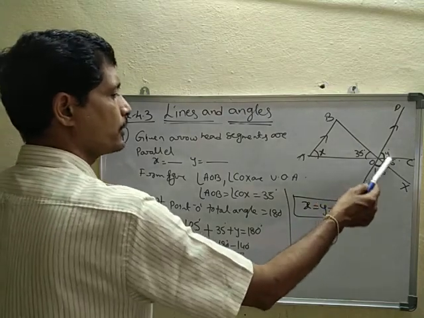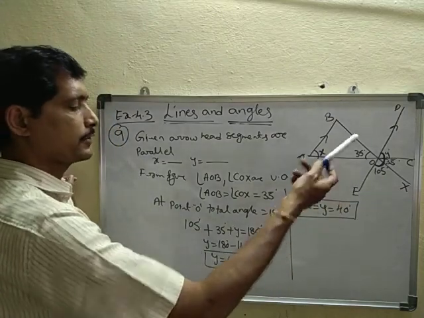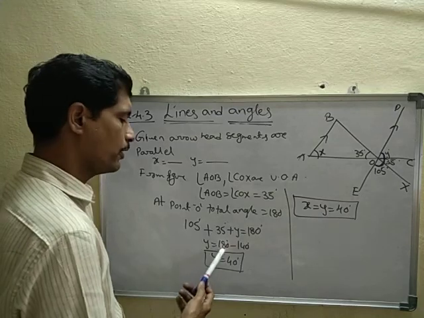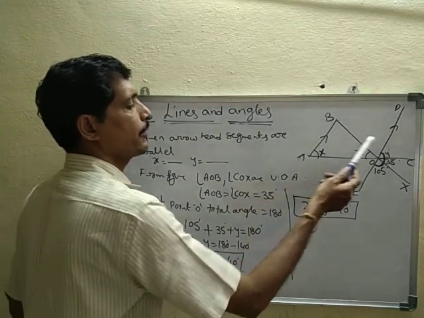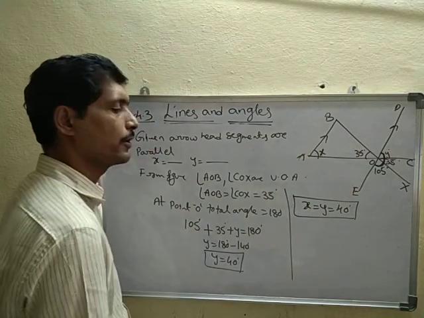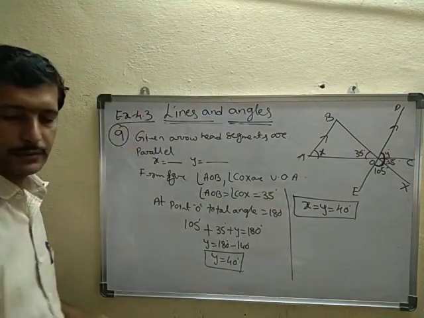Therefore, at point O, this total angle equal to 180 degrees. Therefore, 105 plus 35 plus y equal to 180. Y equal to 180 minus 140. Y equal to 40 degrees. Here x and y are both corresponding angles. Therefore, x equal to y equal to 40 degrees. Okay.